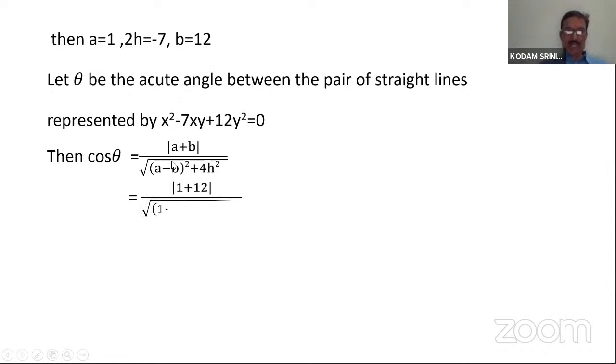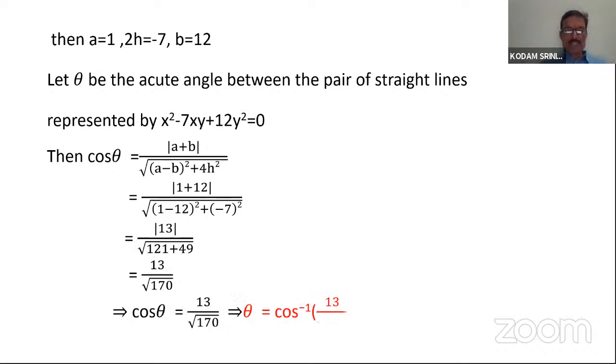we have modulus of 1 plus 12 by under root of (1 minus 12) whole square plus (minus 7) whole square. Here 1 plus 12 is 13, that is modulus of 13 by under root of 121 plus 49. After simplification, 13 by root 170. So we got cos theta equal to 13 by root 170. Here theta equals cos inverse of 13 by root 170.